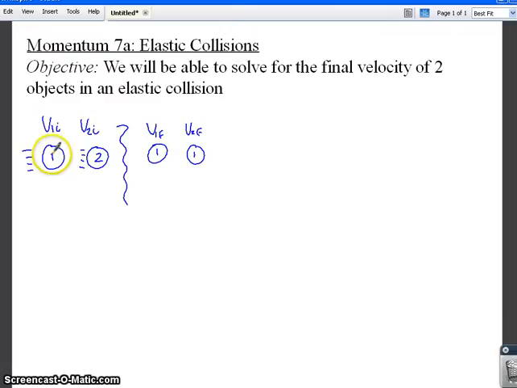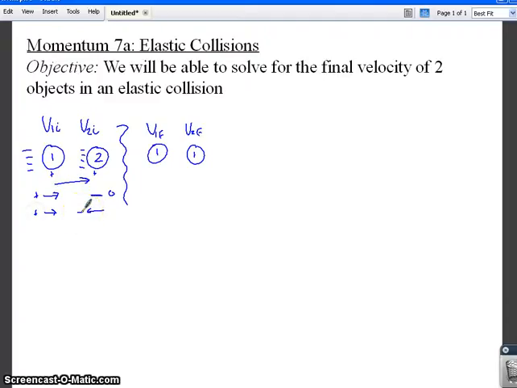It doesn't matter if these two are moving in the same direction. It doesn't matter if one's moving and one is standing still, or if one's moving and the other one's moving towards it. As long as we have the correct sign, for example, if they're both positive, or one positive and one zero, or one positive and one negative, this applies to all of them.